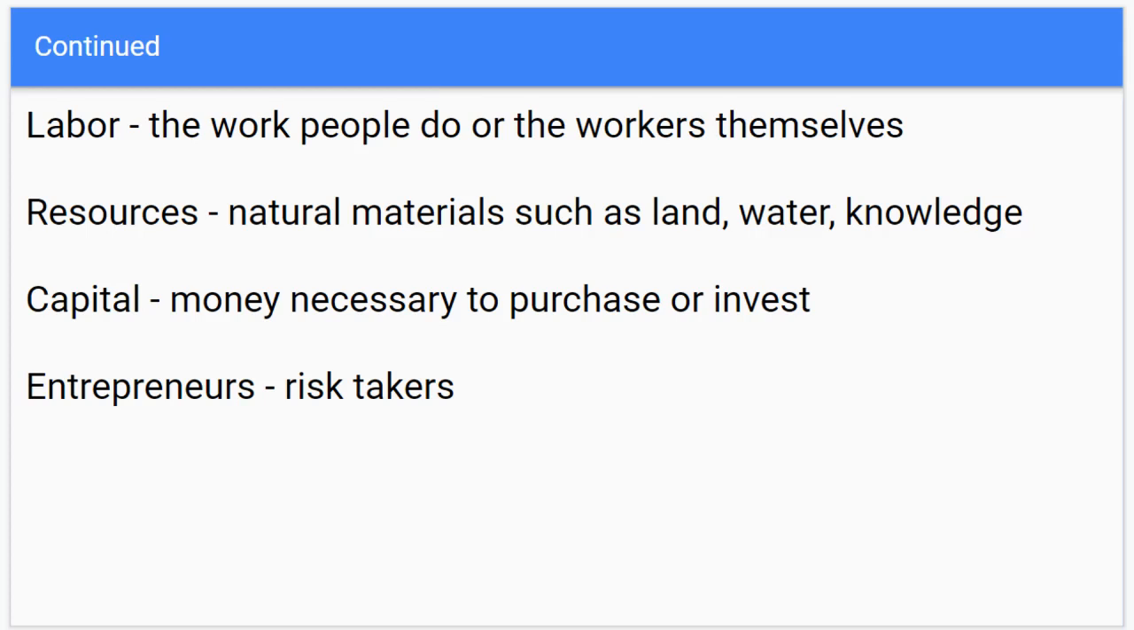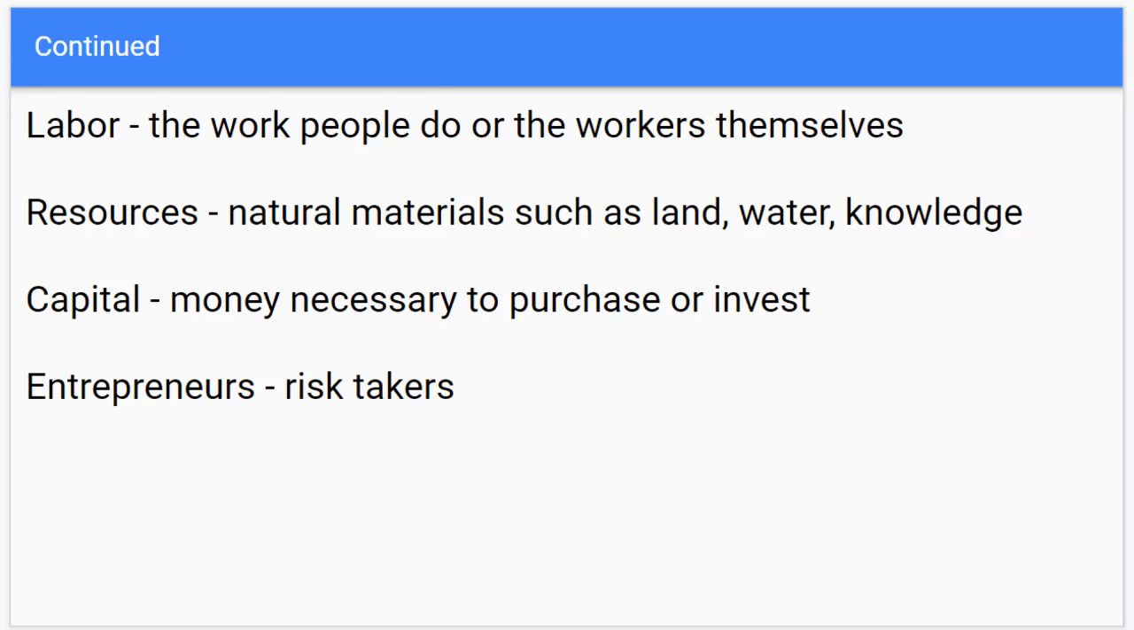In this continued, resources are natural materials such as land, water, or knowledge. And that's how we pay for when we're looking for skilled workers. So do you either have the physical ability to do things? Do you have the knowledge to do something, meaning that we want to hire the best and the brightest to do certain jobs? And besides that, you have capital, and capital is the money necessary to purchase or invest, which we'll talk about in detail. And finally, entrepreneurs, those are the people who are the risk takers. They're the people who created the companies or started the companies in order to start the cycle of economics.